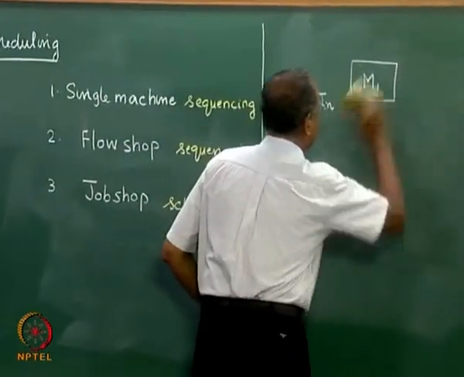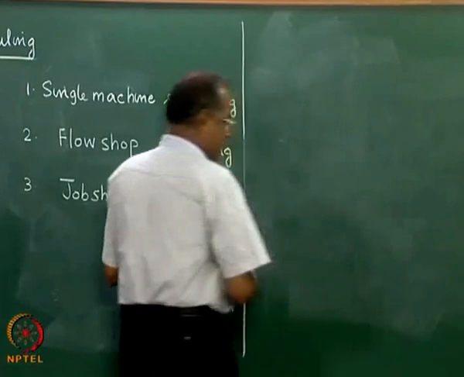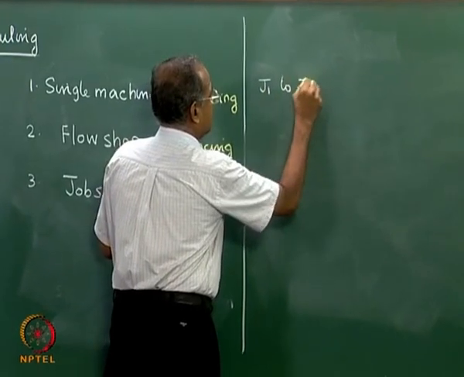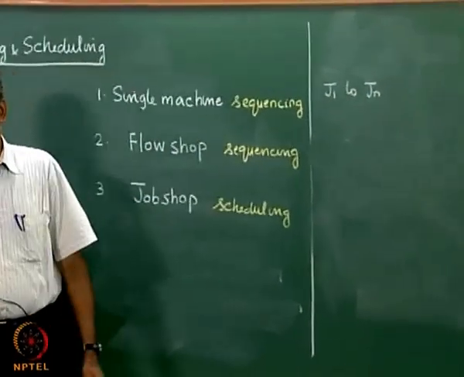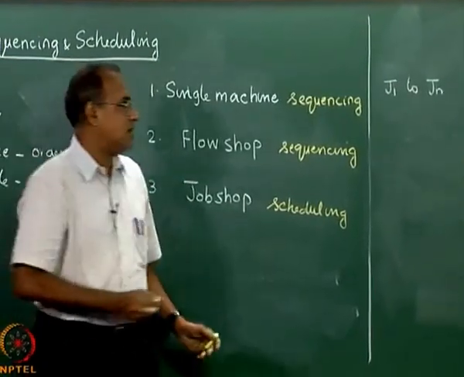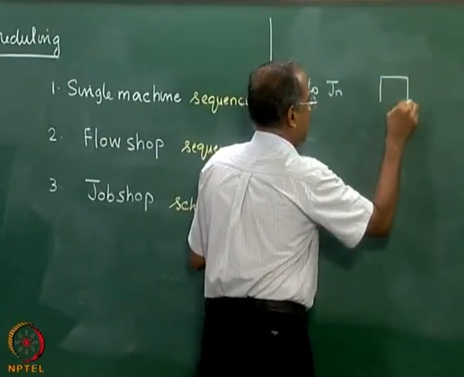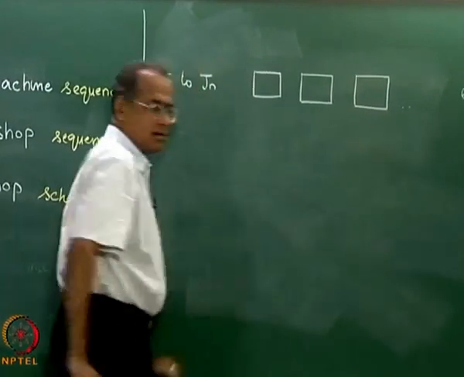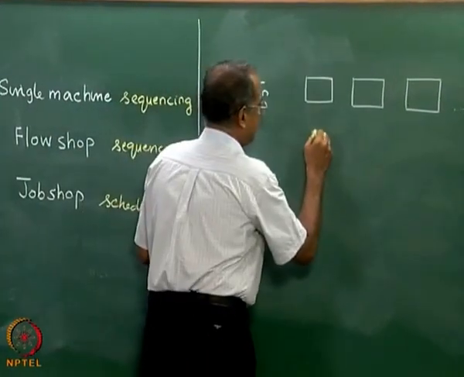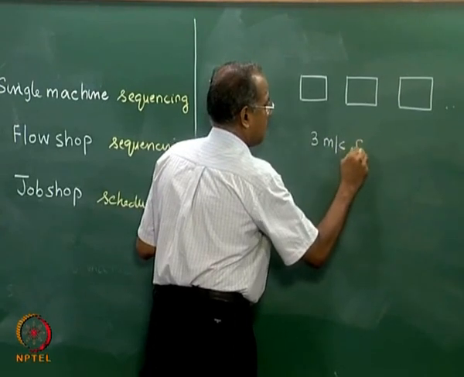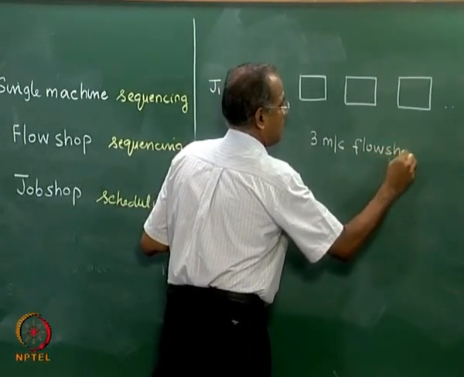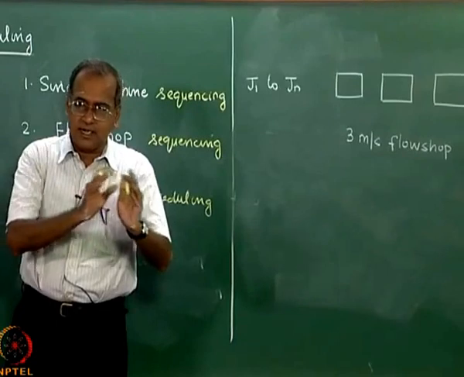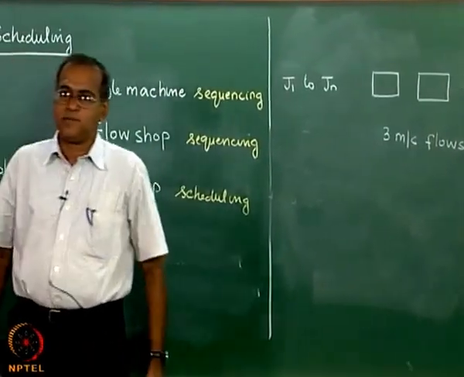Now flow shop is like this. You have a set of jobs which you call as J1 to Jn, and there are a set of machines which are called M1 to Mm, 1, 2, 3 and so on. So this is called a 3 machine flow shop. Which could represent 3 different processes in a manufacturing process.